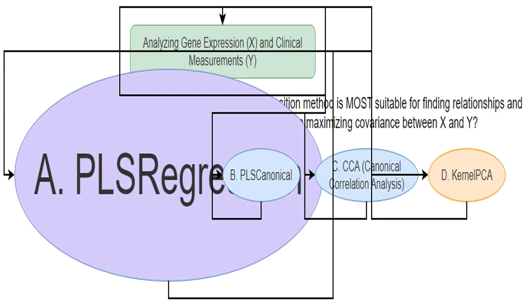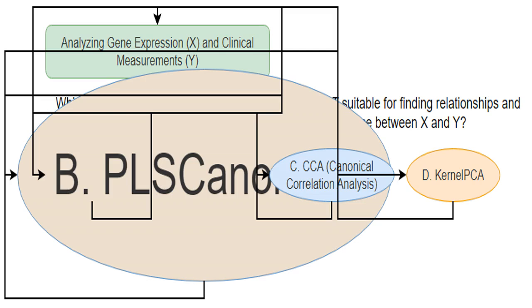PLS regression is perfect for finding linear relationships between X and Y, aiming to predict Y using X, or vice versa. It directly addresses maximizing covariance, making it a great choice. It's like finding the best linear fit between two sets of points. PLS canonical is a variation of PLS, but it's focused on maximizing correlations between the hidden structures, latent variables, extracted from X and Y. It's excellent at uncovering relationships and reducing dimensions in paired datasets. Think of it as finding the most correlated hidden patterns within both datasets.